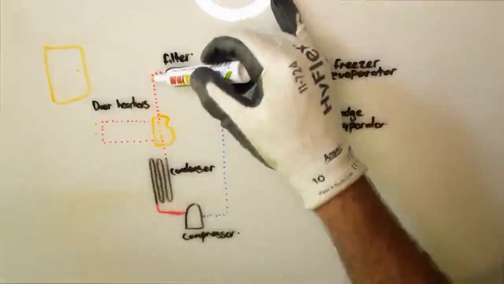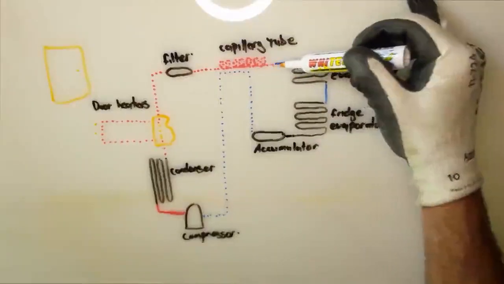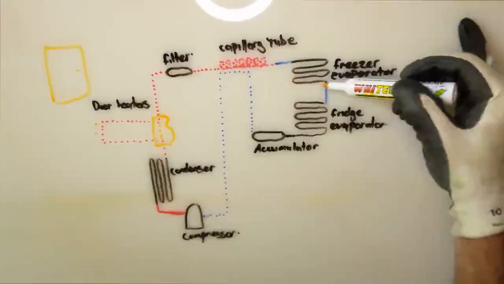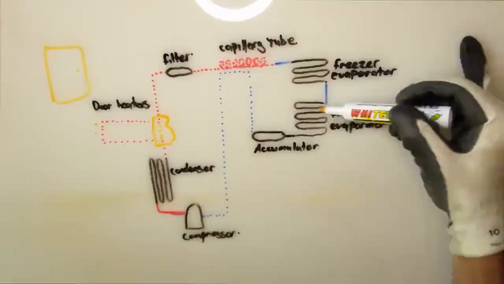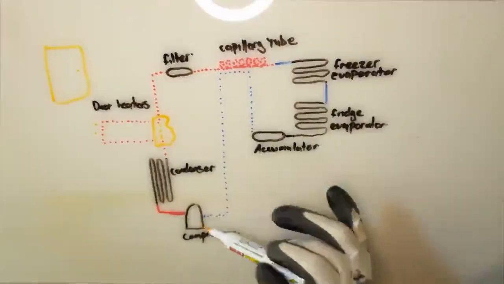From here it comes out and it goes to my filter dryer, capillary tube. There's my heat exchange, and it runs through the freezer compartment first, and then it runs into the fridge compartment, my accumulator, and returns the cycle.